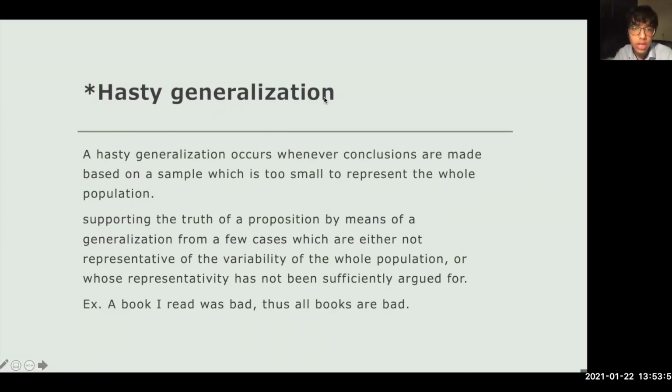Hasty generalization. Hasty generalization occurs when conclusions are made based on a sample that is too small to represent the whole population, supporting the truth of a proposition by means of a generalization from a few cases which are not representative of the variability of the whole population. So you do something once, for example, or like a small sample size does it, but then you generalize whatever you found from doing that thing once for the whole population of the things. For example, a book I read was bad, hence all books are bad.